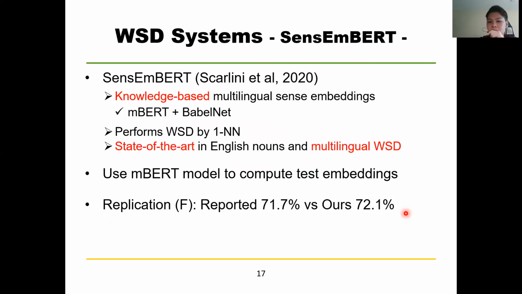So the last system we employ is SensEmBERT, which is a knowledge-based multilingual sense embedding using multilingual BERT embeddings with BabelNet. And since they are sense embeddings, they also perform WSD using the 1-nearest-neighbor approach like LMMS. Their results show the state of the art in both English nouns and multilingual WSD. So we also take their pre-trained embeddings and use multilingual BERT to compute test embeddings. As a result, we could get very close F-scores to the reported results.